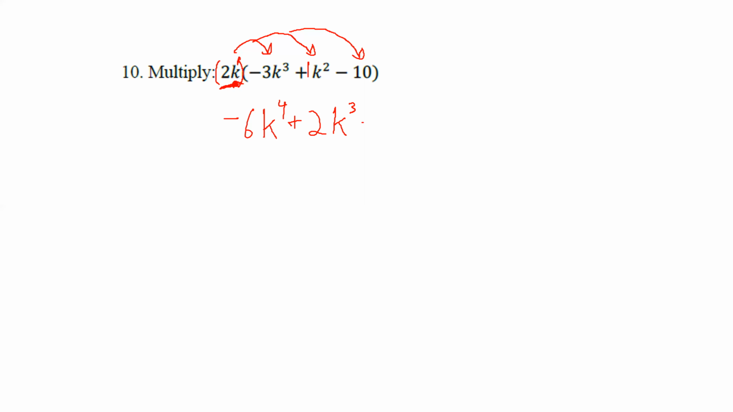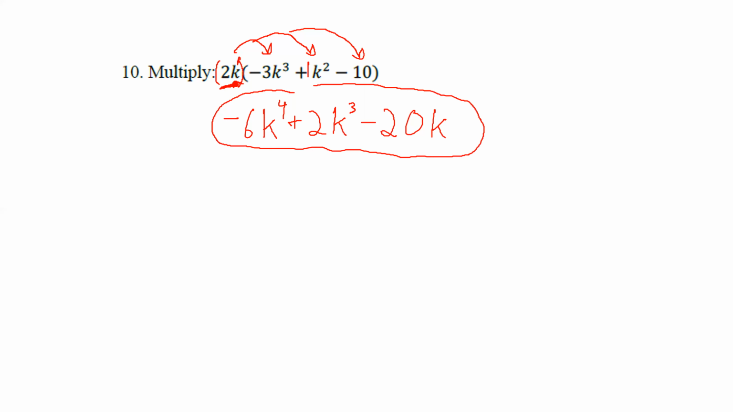And finally, 2k times -10. Well, we have a negative. 2 times 10 is 20. And then we still have just that 1k. And that's going to be our final answer. We don't have any other like terms to combine. That's it.